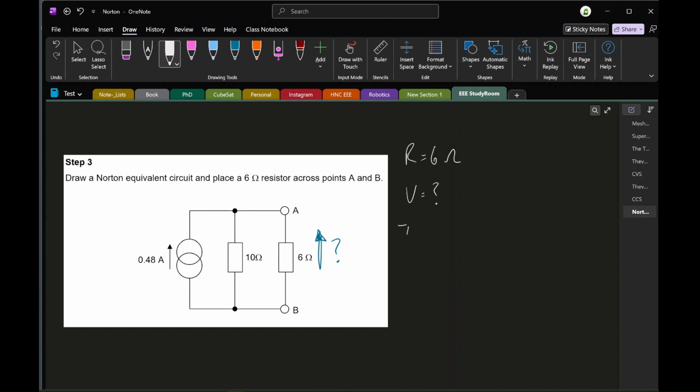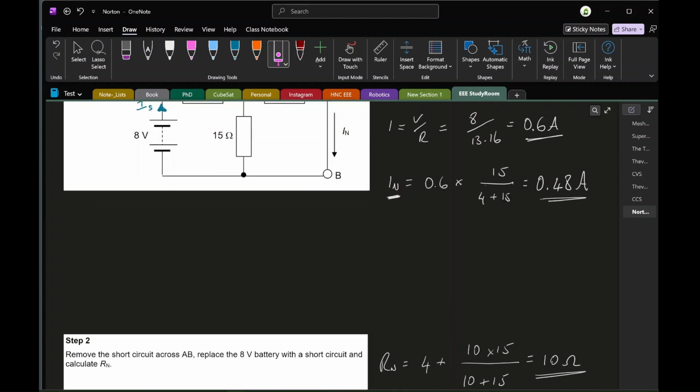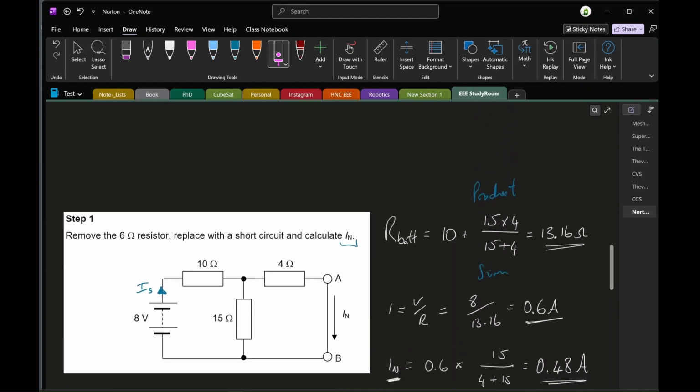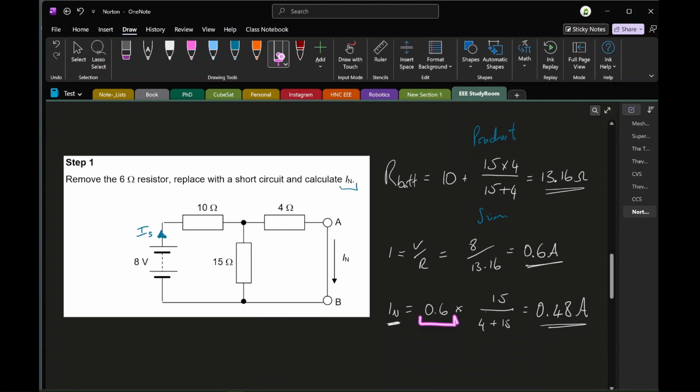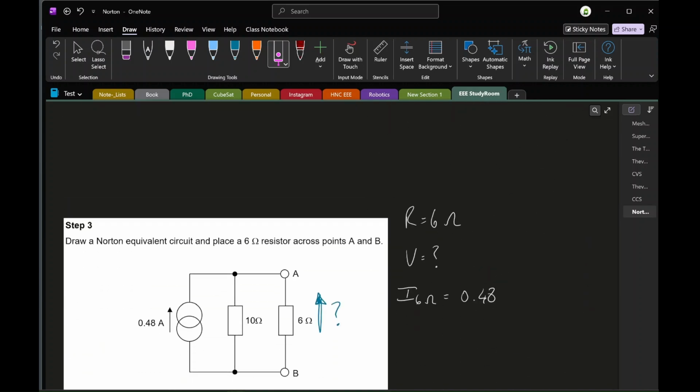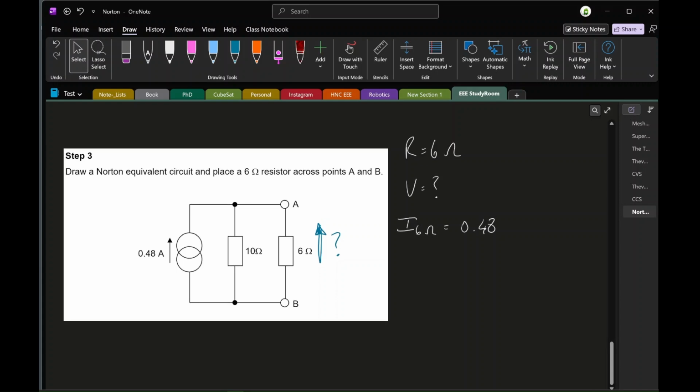So using current division, and I'll call this I6 ohms, that's going to be now equal to the source of the supply, in other words the Norton equivalent circuit. Don't be tempted to go back to 8 volts, no, beg your pardon, not 8 volts. Don't be tempted to go back to the supply current calculated at the beginning. In this part of the calculation, in this redrawn circuit, we are now only considering the supply of the constant current source. So be very careful. I see students make this mistake all the time.